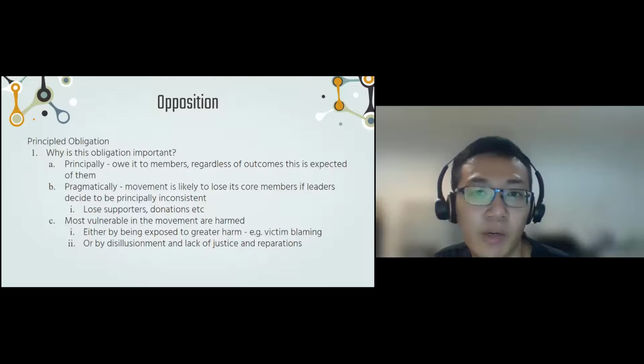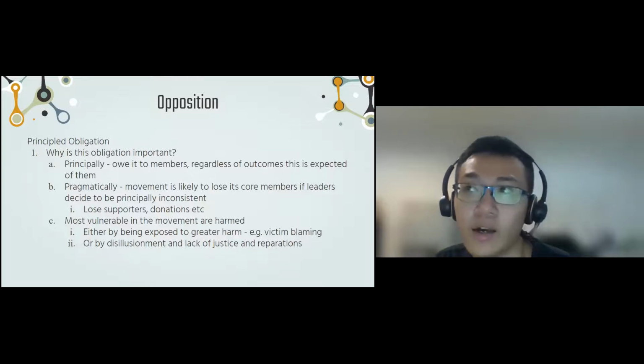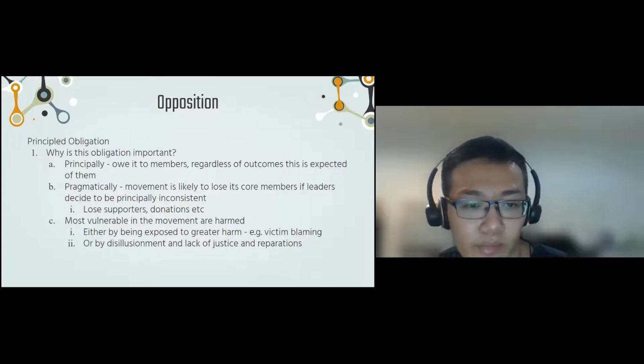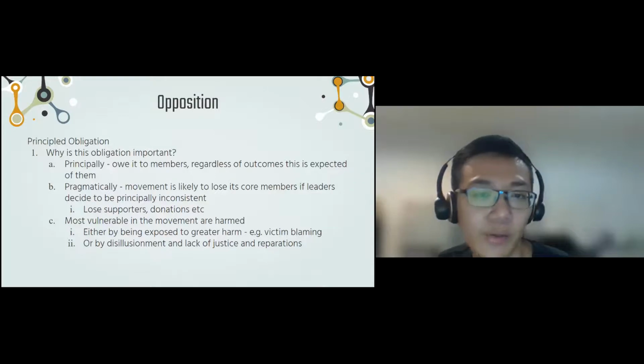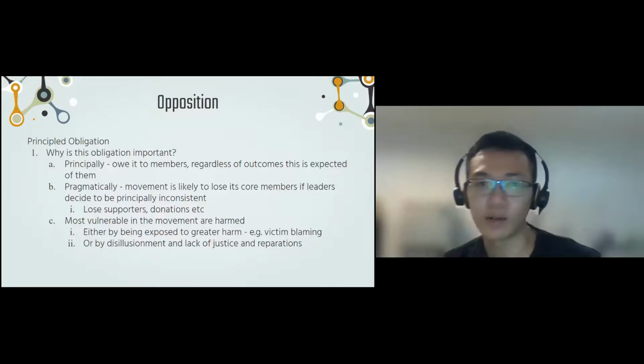And because these people are particularly vulnerable, there's just a greater obligation on us as a progressive community to try to protect them, to take steps to intervene where they're unable to do so of their own accord. So that's how you say the vulnerable people are harmed on opposition.